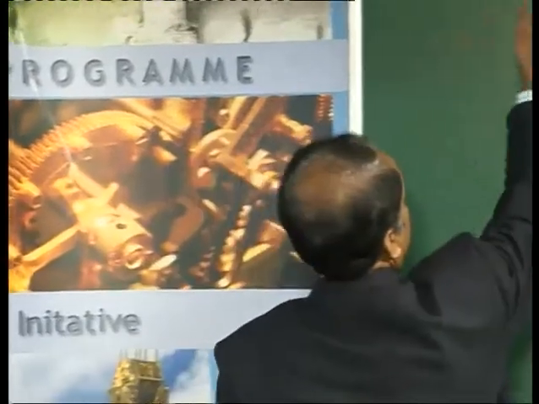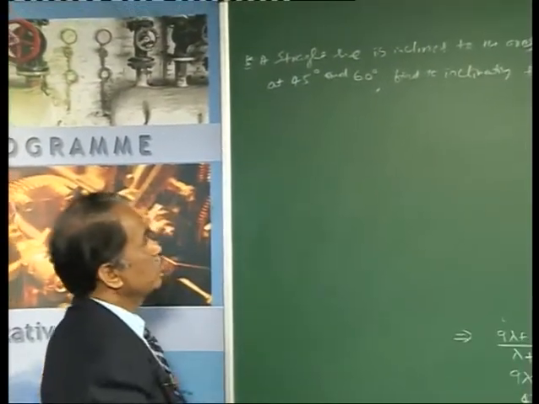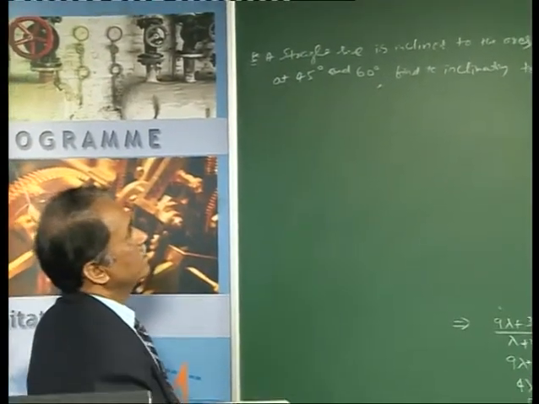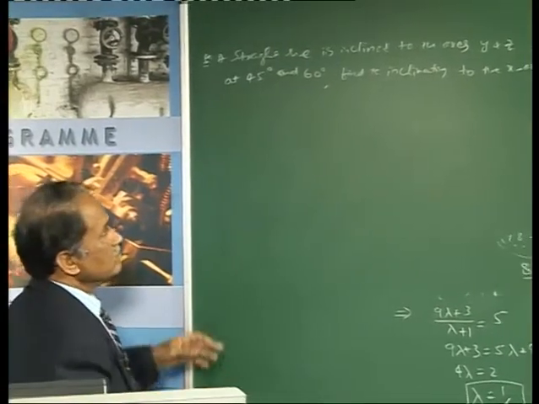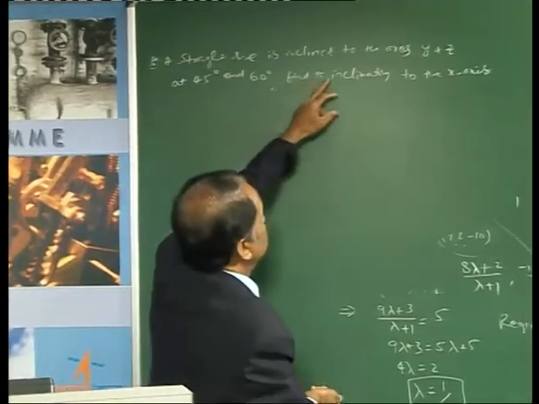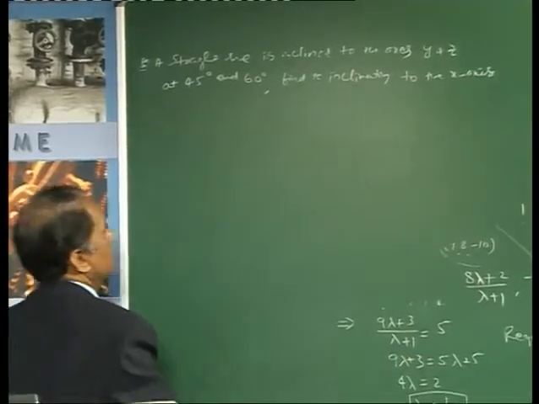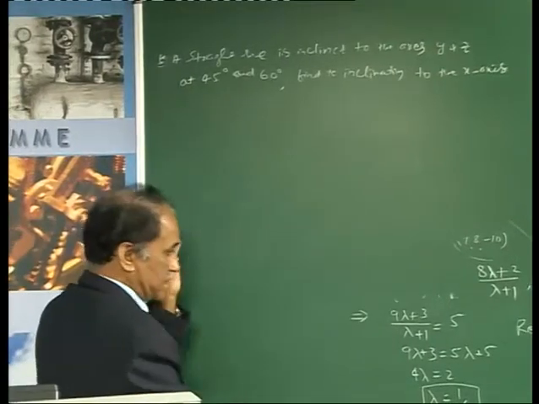To study all those things, we need all these fundamentals, and you must become so strong in these things, then only you can do the rest of the things carefully. Now, a straight line is inclined to the axis y and z at 45 degree and then 60 degree. Find the inclination to the x-axis.